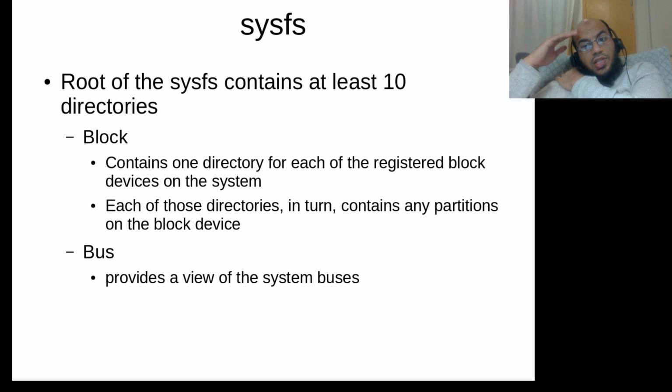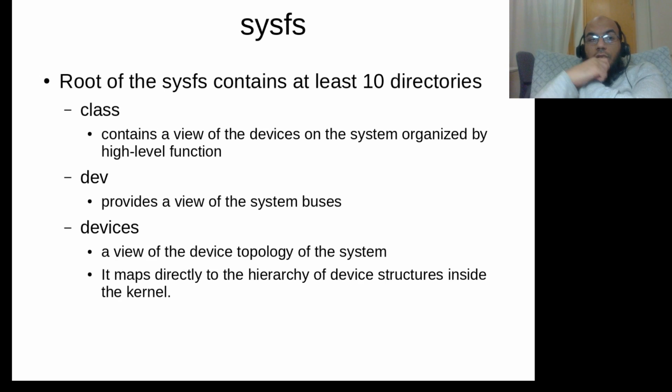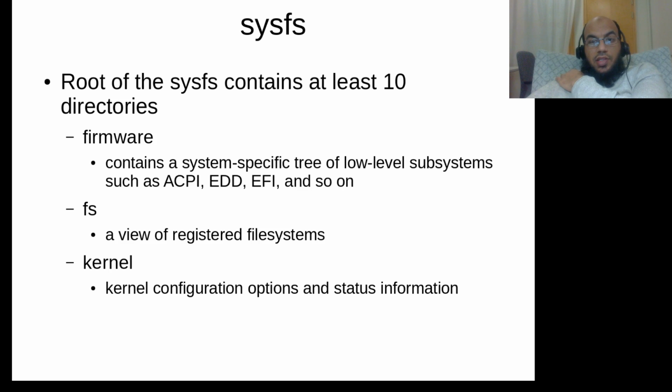Bus provides a view of the system buses and what is connected to them, so you can go through it and see what is connected through the different buses in your system. Class contains a view of the devices on the system organized by high-level function. So class is more like the high-level overview of how the whole system looks. Dev provides a view of the system buses again. Devices is a view of the device topology of the system. It maps directly to the device structure inside the kernel, and in this one you'll have even the virtual devices.